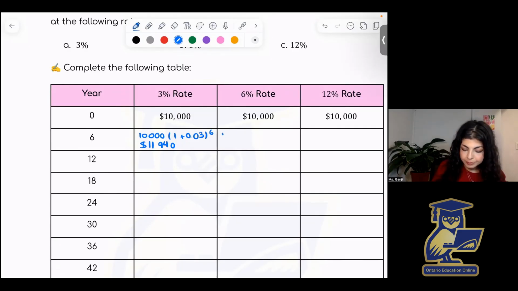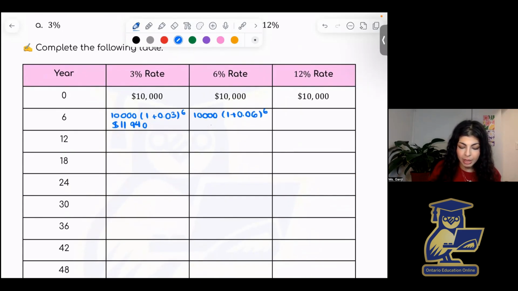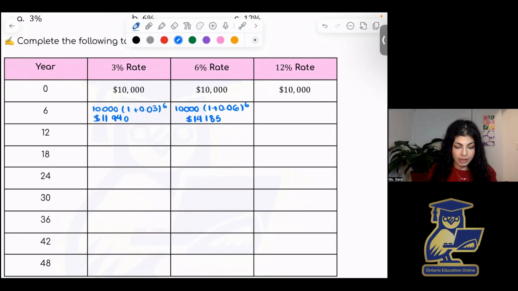And for the next one, the $10,000, now 1 plus 0.06 because it's 6%. And if your calculator has a backspace button, by all means use that instead of rewriting it each time. Or you can always use Desmos as a calculator as well, because you can always just erase and write and it gives you the output right there. So this one will be 14,185.